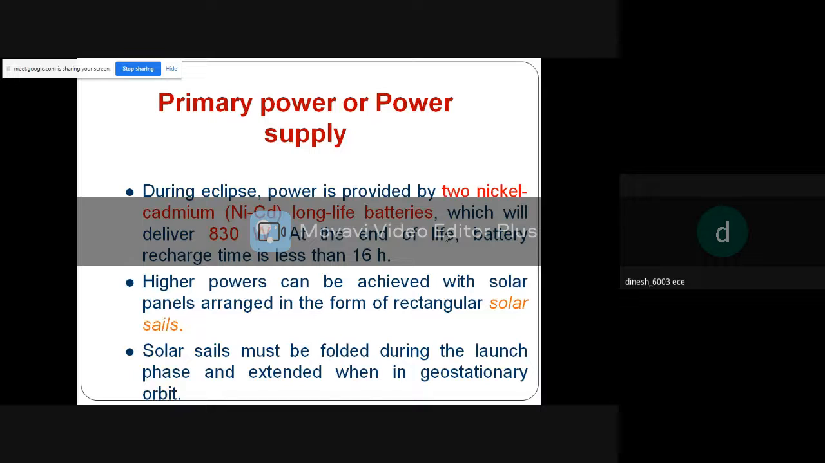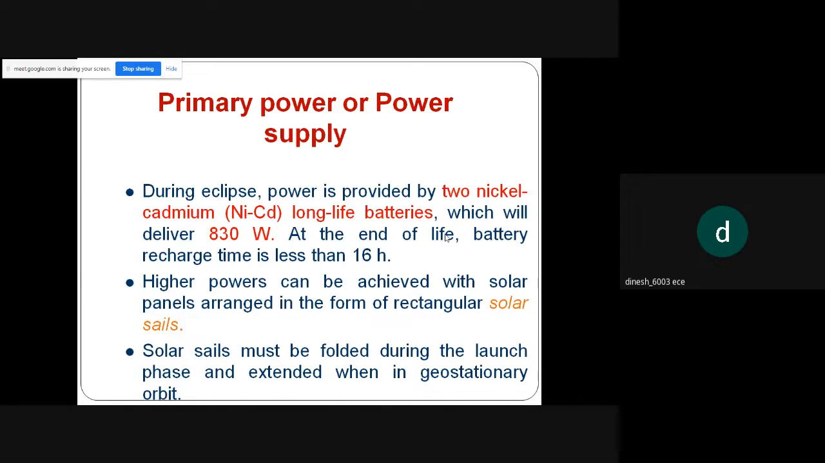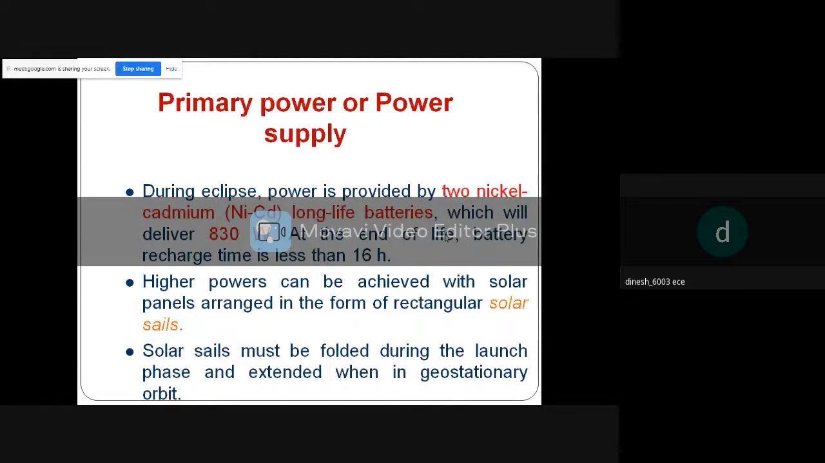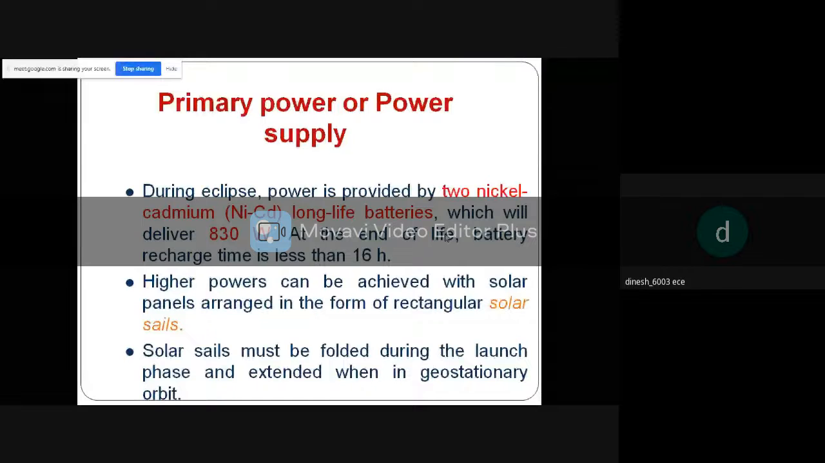At the end of life, which means after 10 years, the battery recharge time would be less than 16 hours. Initially, it will provide 48 hours. As the days go on, with maintenance, the battery life will last only for 16 hours.